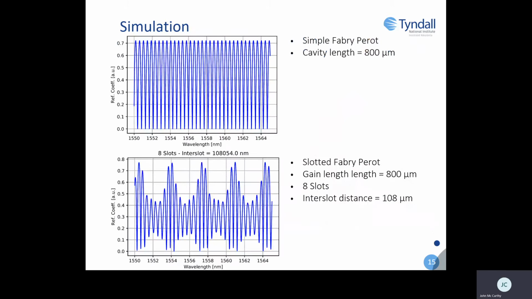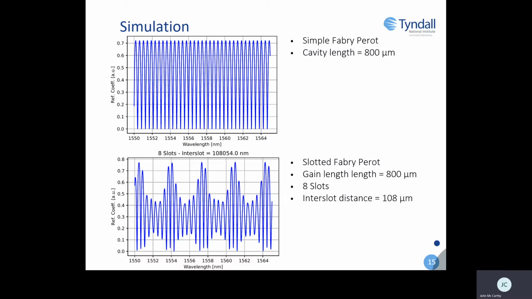So here are 2 examples of such reflection profiles. The first, again, shows the reflection profile of a Fabry Perot with a cavity length of 800 microns. As I described earlier, it's made up of multiple peaks where no peak dominates over the other. However, we want to produce a single mode. So, as I mentioned before, we achieve this through introducing slots along a portion of the ridge of the laser.